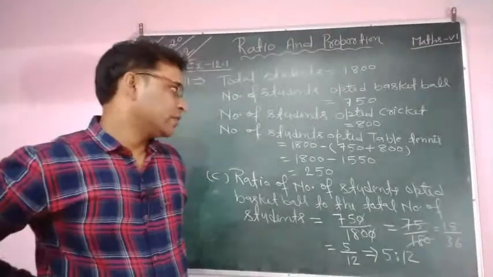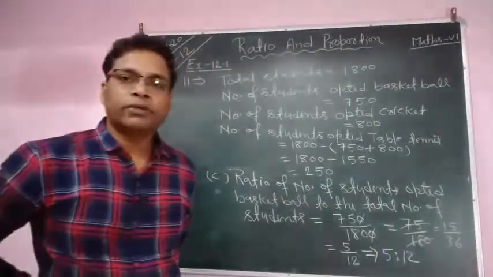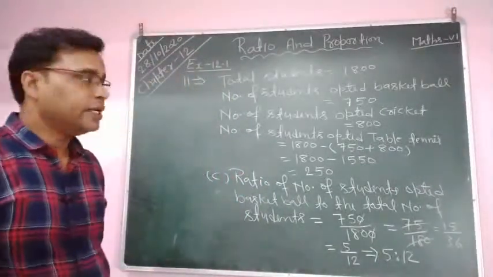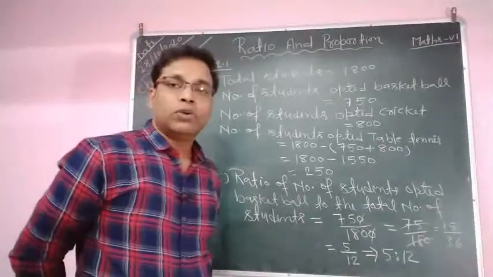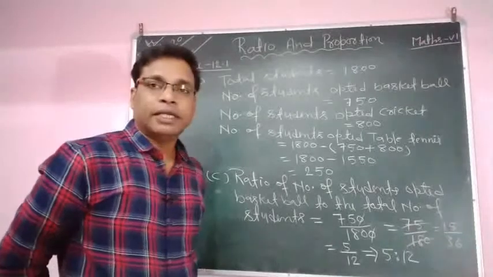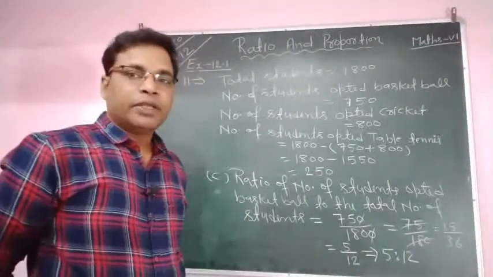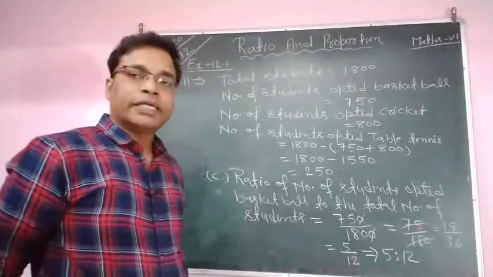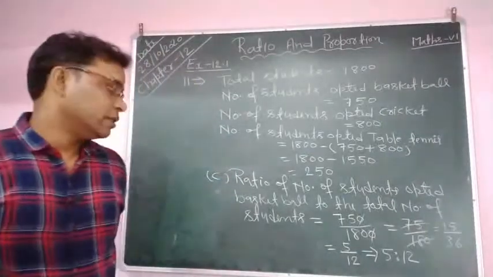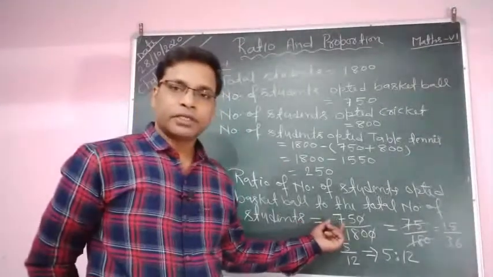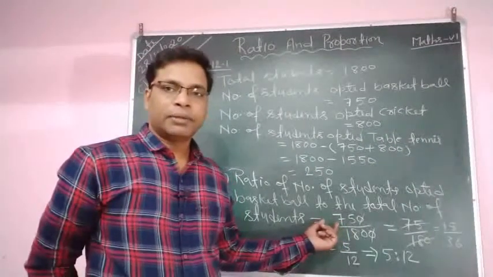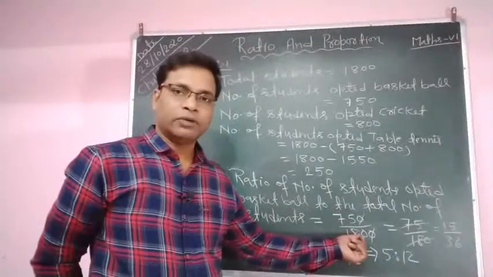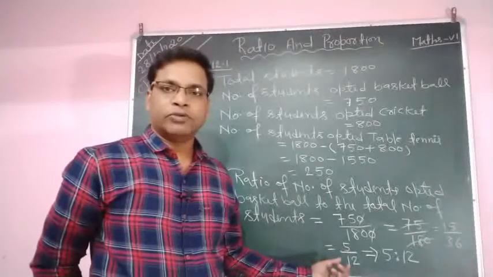5 ratio 12. Okay. So in this question, it is given that the total number of students in a school is 1800, and the number of students who opted for basketball is 750. Here we need to find the ratio of students who opted for basketball to the total number of students. So first you write 750, the number of students who opted for basketball, over 1800, the total number of students in a school.